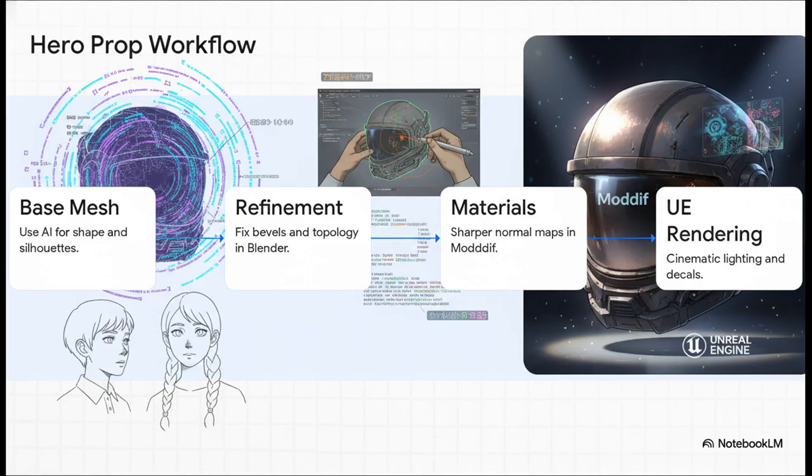So for Step 1, you use AI to generate the base mesh, just for rapid shape exploration. But Step 2 is where human judgment is absolutely crucial. Inside Blender, you aren't remodeling, but you are polishing for sure. Fixing bevels, correcting edge flow. Step 3, Modded handles the material refinement to give you much sharper normal maps. And Step 4 is bringing it into Unreal Engine for that gorgeous cinematic lighting and decals.